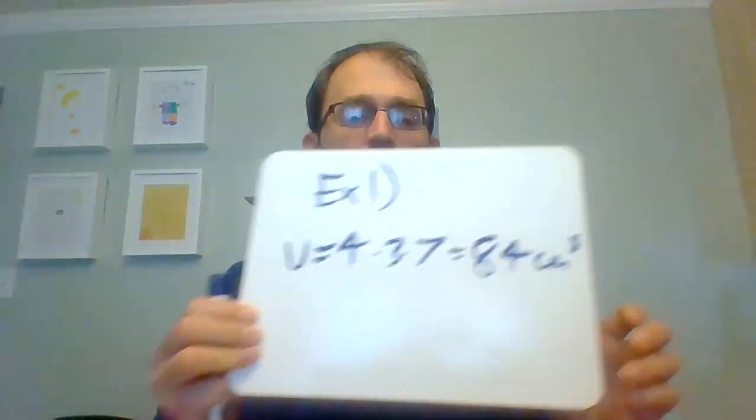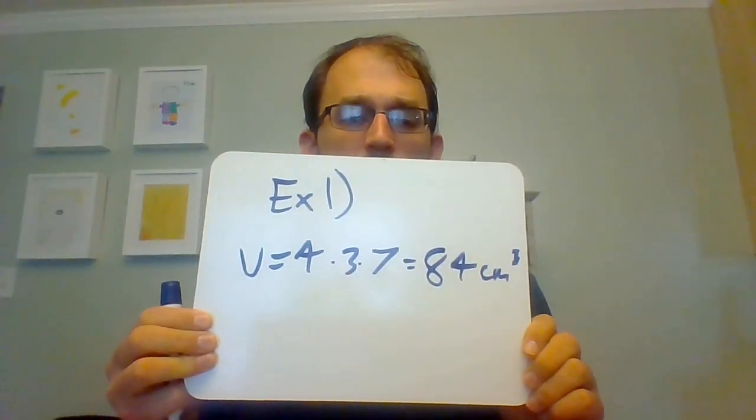All right, so example 1 was a cube. Well, it's a rectangular prism. That one you just do length times width times height. So your volume would have been 4 times 3 times 7. 4 times 3 is 12, times 7 is 84 centimeters cubed. Volume is cubed. Okay, that was the easy one.